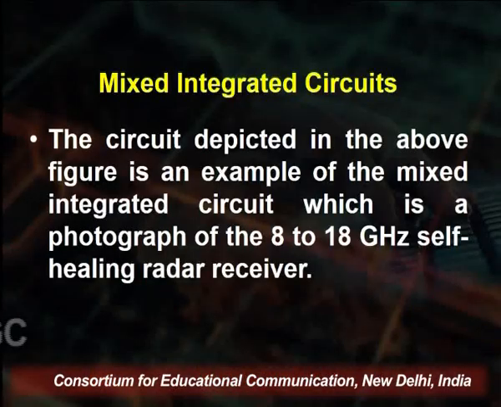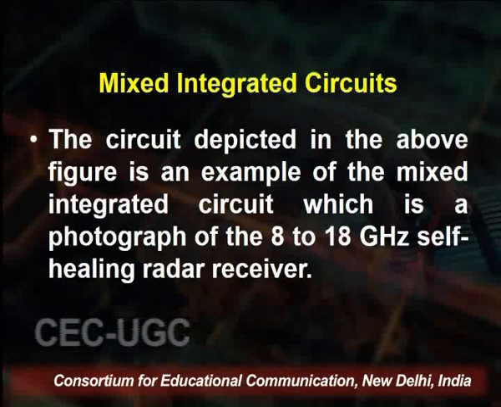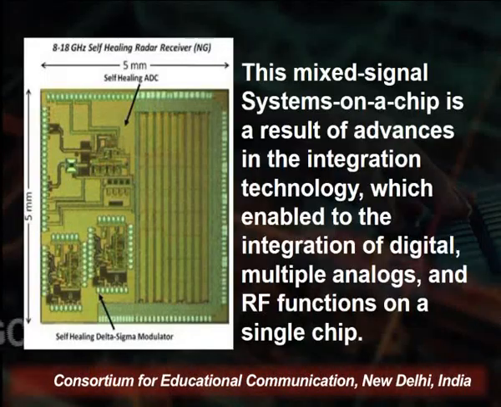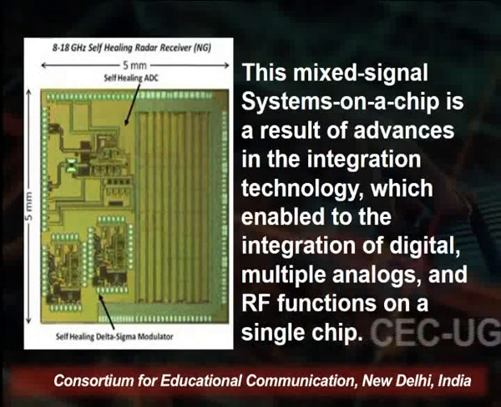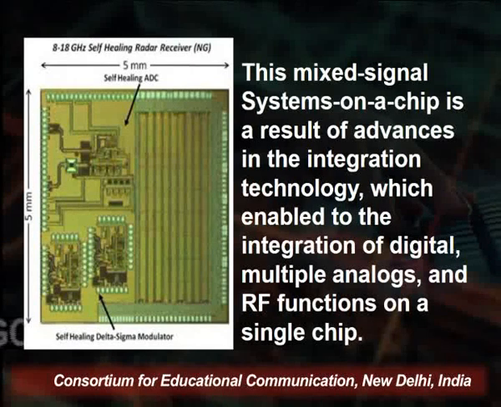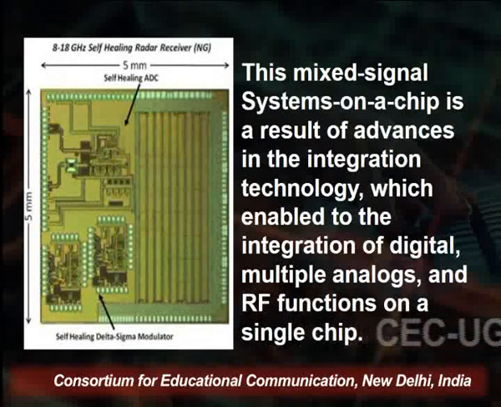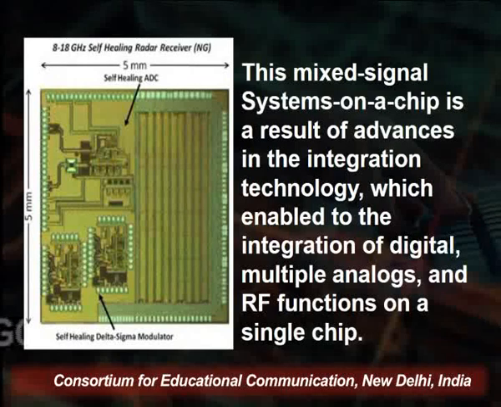The circuit depicted in the above figure is an example of a mixed integrated circuit, which is the photograph of an 8 to 18 gigahertz circuit. This you see on the screen, that is a mixed type of IC where digital as well as analog ICs are used. This mixed signal system on a chip is a result of advances in integration technology, and that enables the integration of digital, multiple analog and RF functions on a single chip.